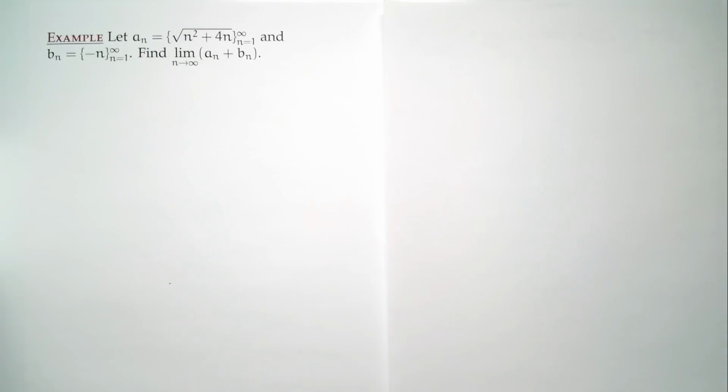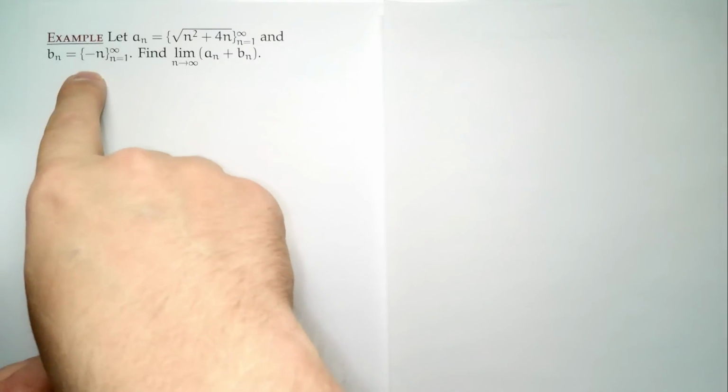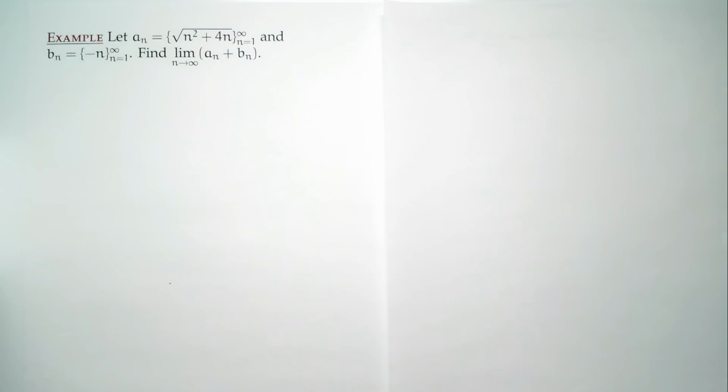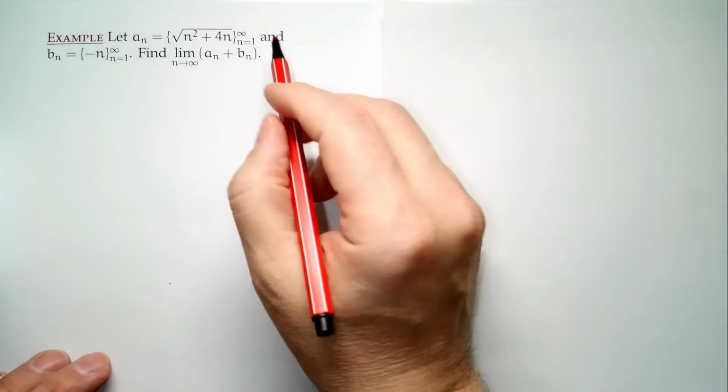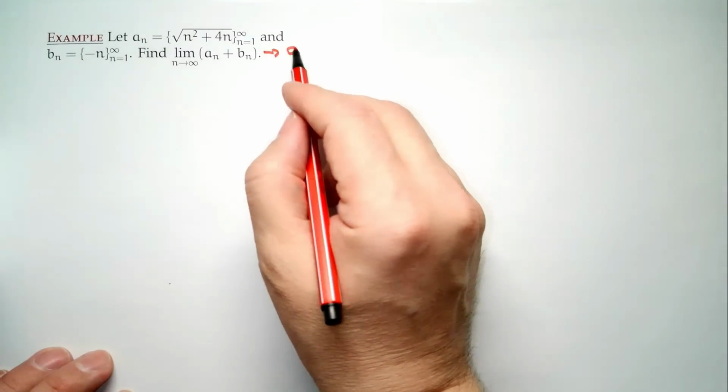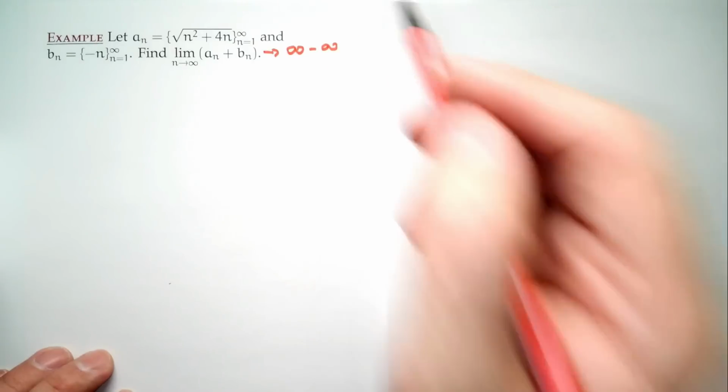Is it approaching anything, or is it just getting big? Is it getting small? What's happening to it? Okay, it approaches infinity, right? If you plug in a big value, you get out a big value. What happens to b sub n, minus n? It approaches negative infinity, right? Because n is getting big. So it seems that this is going to infinity minus infinity.